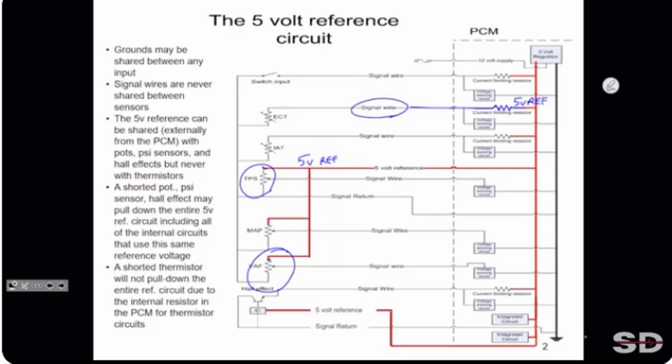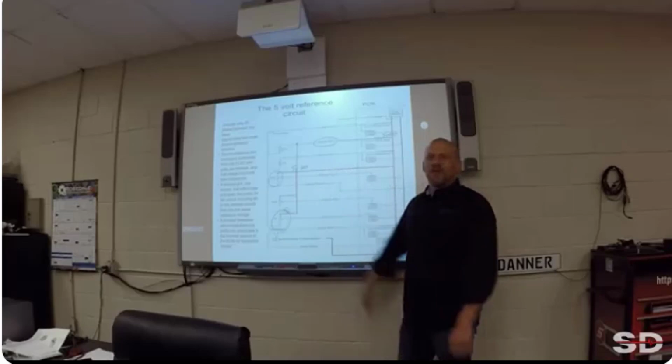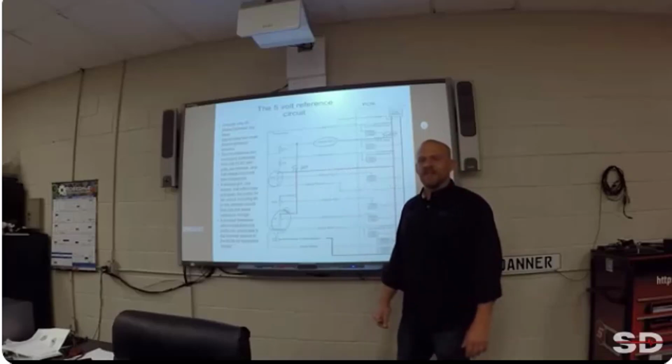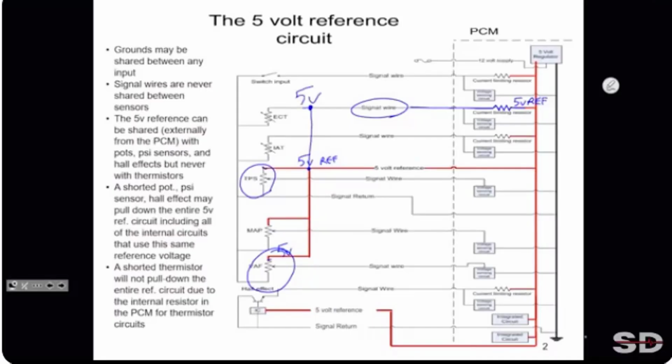Externally, we can share it because it stays at 5 all the time. But you cannot take this wire and share it with the ECT. Why? What would it read all the time on the ECT? It would be 5 all the time. We'd be feeding voltage this way. It'd feed voltage this way. This would always be 5. This resistor would be irrelevant. We'd have 5 coming this way, 5 coming this way. The voltage sensing circuit would always read 5. This would still do its job.